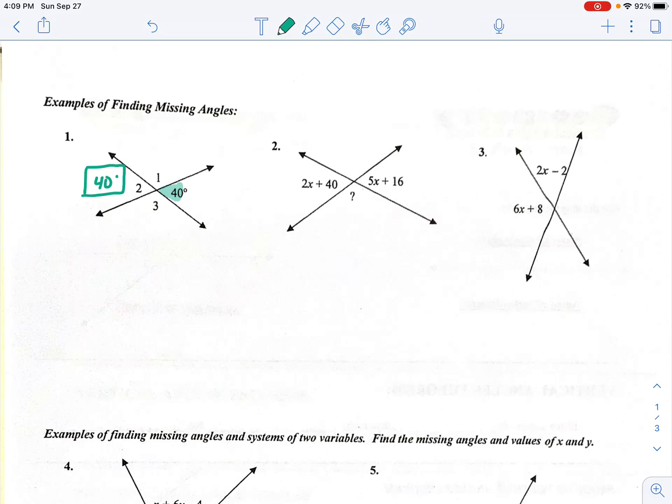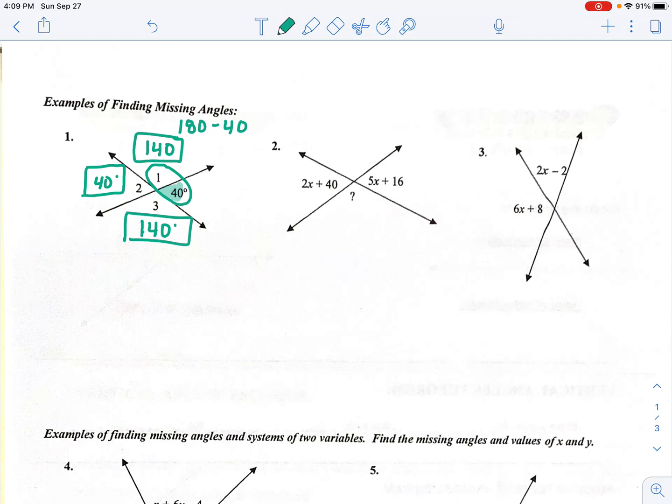Awesome. How do you think we could find angle 1 and angle 3? Hopefully you're noticing these two angles right here are linear pairs, which means they should add up to 180. So I can do 180 minus 40, and I'd get 140 for angle 1, which means because of vertical angles, angle 3 is 140 as well.